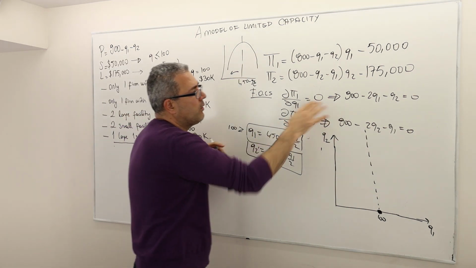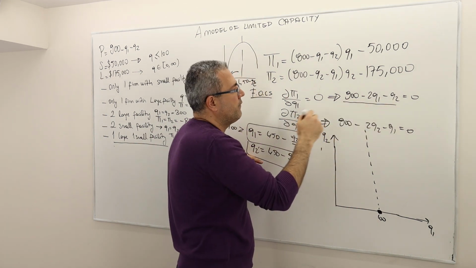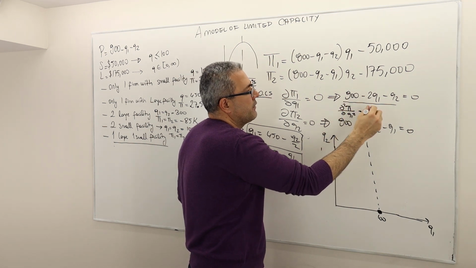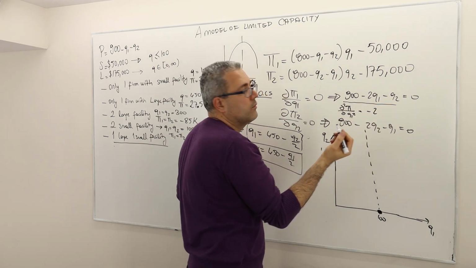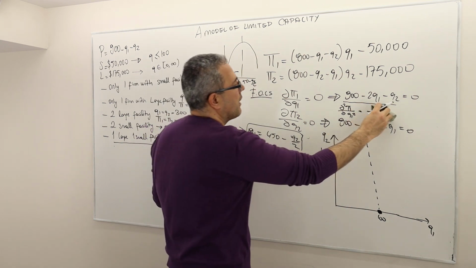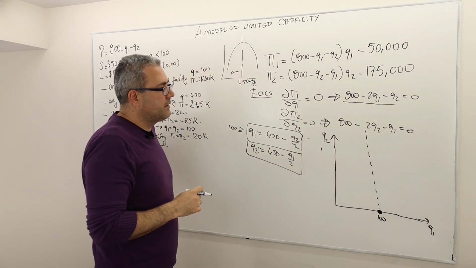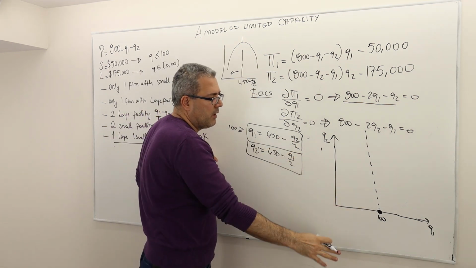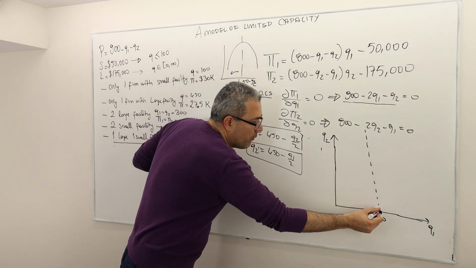And how do I know that? Well, because this is the first derivative of the profit function, and therefore the second derivative of the profit function with respect to Q1 again is minus 2. So I know that these profit functions are concave. So when Q2 is equal to 0, the best response is 100.